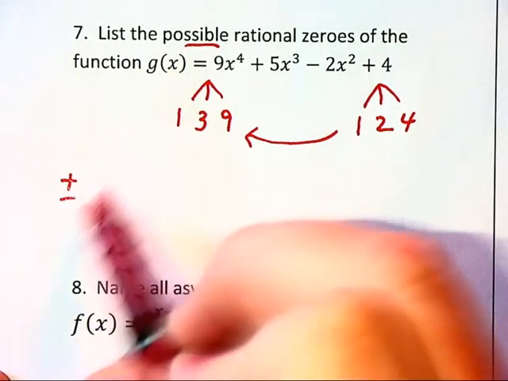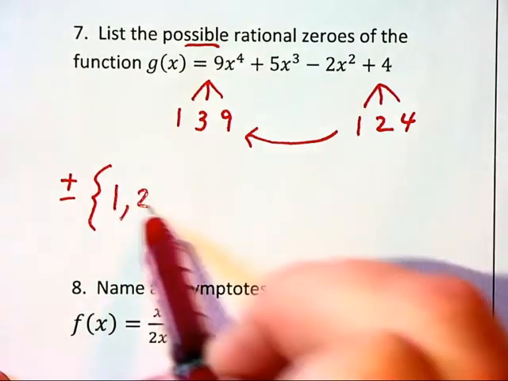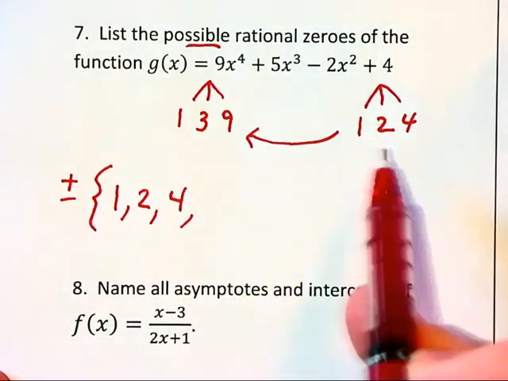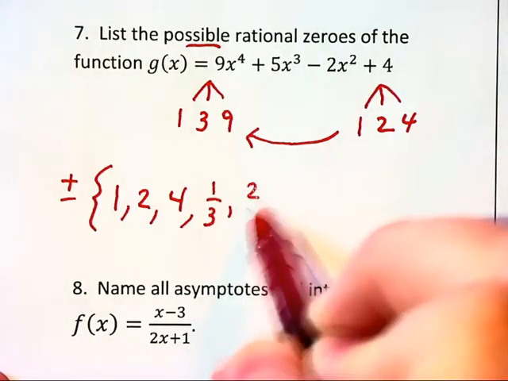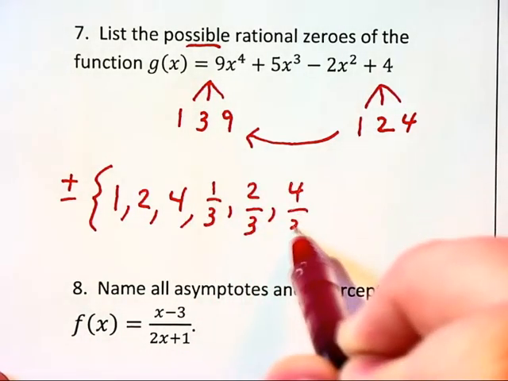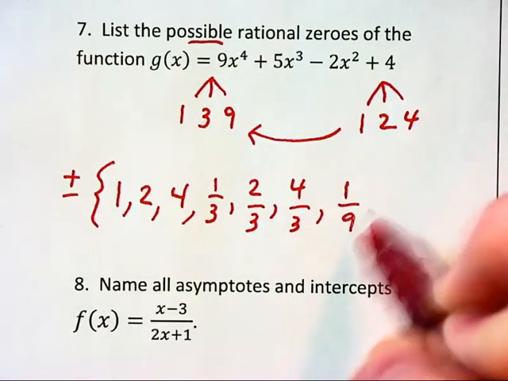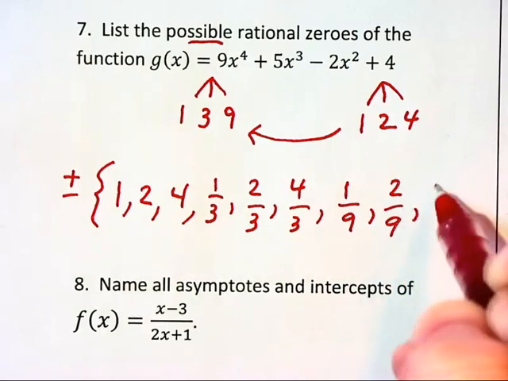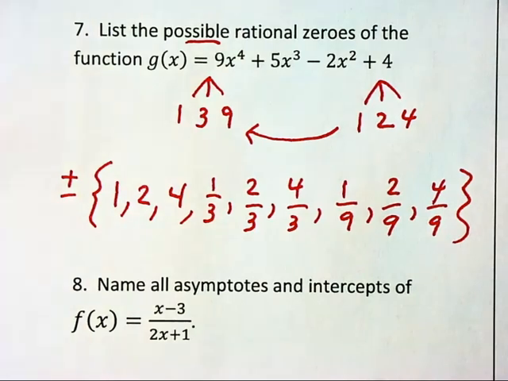are plus or minus. Each of these being put over 1 gives us the whole numbers 1, 2, and 4. Putting each of these over 3 gives us 1/3, 2/3, and 4/3. And then putting each of those over 9 gives us 1/9, 2/9, and 4/9. Now I know that's a rather large list with a lot of fractions, but it beats an infinite number of choices of possibilities that you'd have to search for if you were looking for the rational zeros.